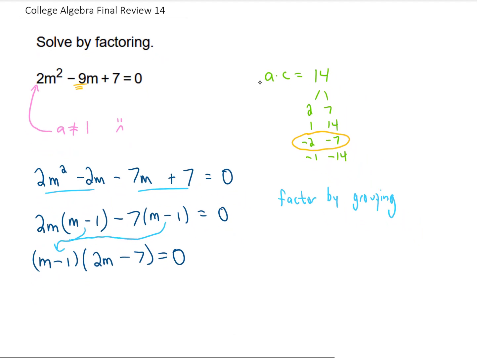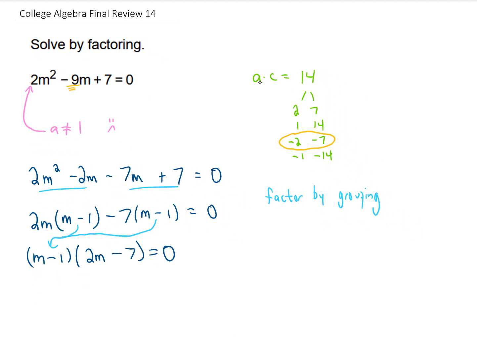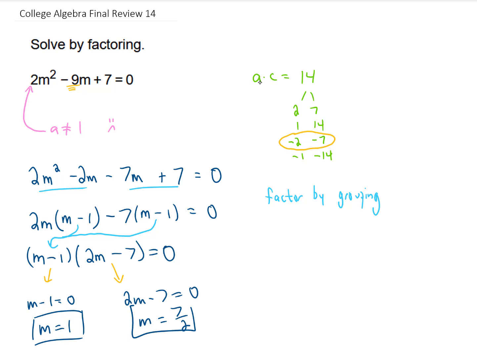Okay, now to finish this problem up, it's pretty quick. We have two factors that are multiplied by each other set equal to 0, so we can split this problem up into two pieces. We have m minus 1 equals 0 and 2m minus 7 equals 0. The first term is going to give us m equals 1, and the second term is going to give us the answer m equals 7/2. We got that by adding 7 to both sides and then dividing by 2.